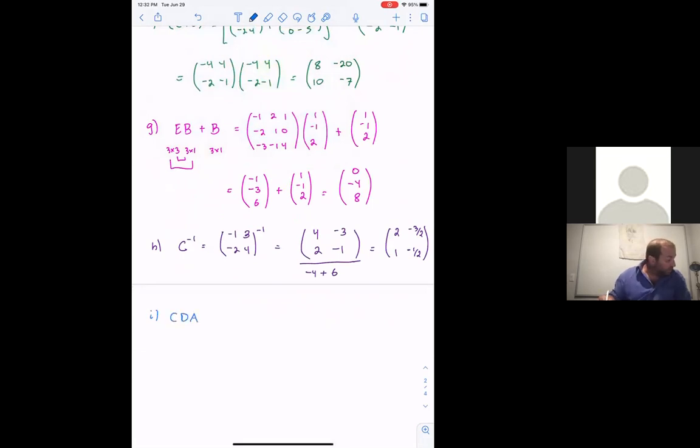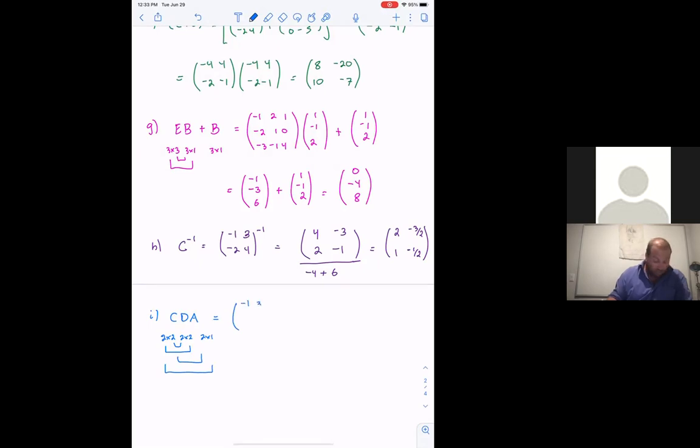I is CDA. Okay, well, C is 2 by 2, and D is 2 by 2. So when I do that, I get a 2 by 2. And then A is 2 by 1. So when I do that, I get a 2 by 1. So yes, I am allowed to do it. I don't think I've done CD earlier, so just got to do the math.